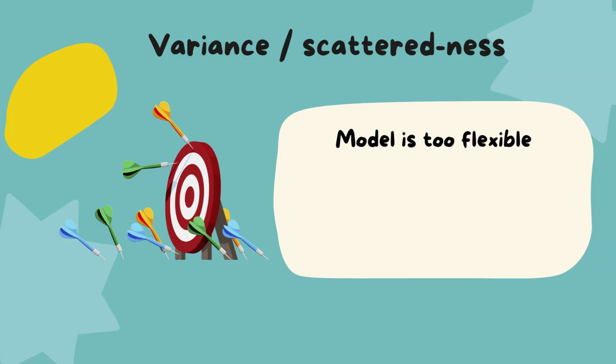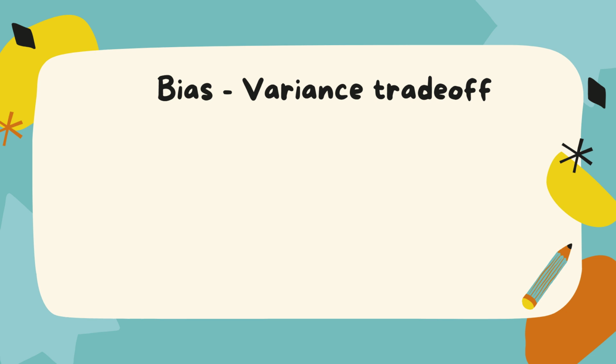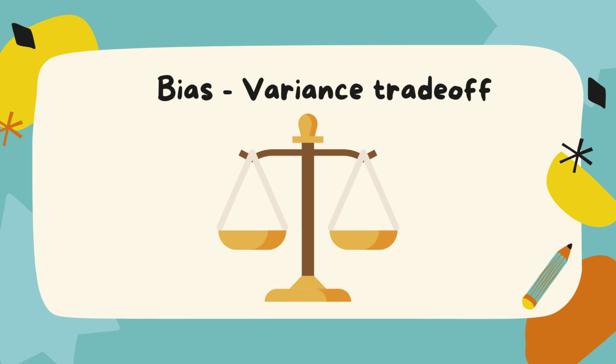It memorizes the training data, including all the noise and quirks, but completely falls apart when shown new unseen data. In other words, a high variance model is very flexible. It fits the training data almost perfectly, but does not generalize well to unseen data. That is called overfitting in machine learning terminology. One of the central challenges in machine learning is balancing bias and variance, also referred to as the bias variance trade-off.